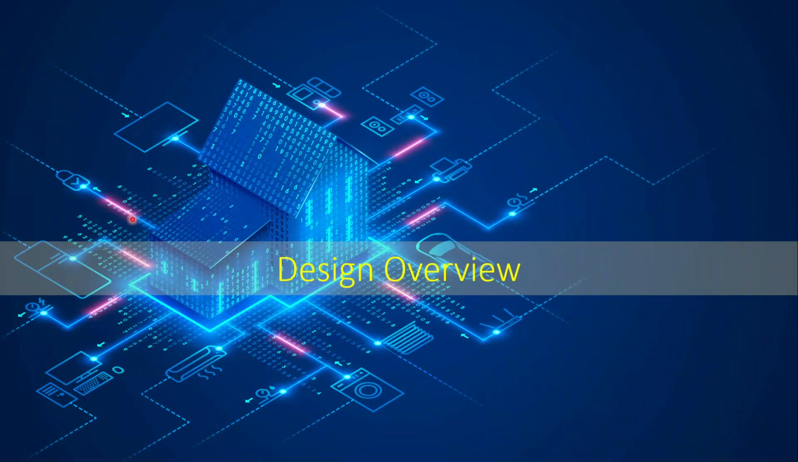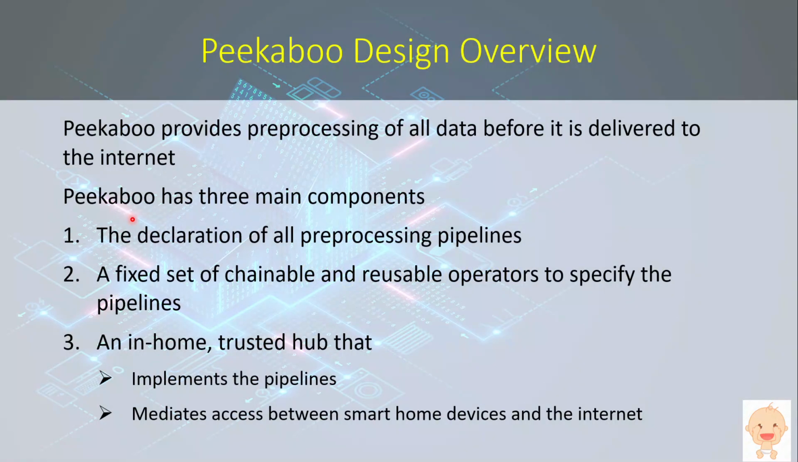Now we're going to move into our design overview. First, note that Peekaboo provides processing for all data before it's delivered to the internet. Peekaboo has basically three main components. One is the declaration of all pre-processing pipelines. Then it has a fixed set of chainable and reusable operators to specify the pipelines. And then once they are specified, they are downloaded onto an in-home trusted hub that implements them and mediates access between all the smart home devices and the internet.